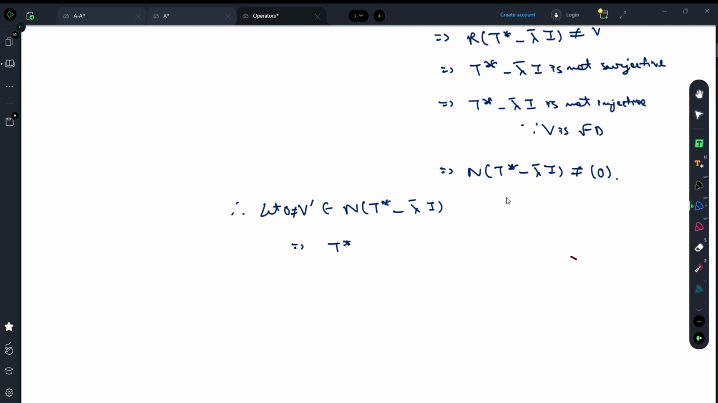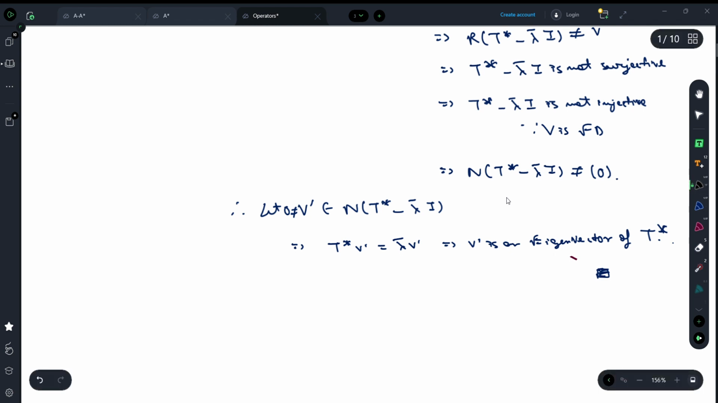But observe, this implies T star V dash is the same as lambda bar V dash. So this implies that V dash is an eigenvector of T star, right? Therefore, if T has an eigenvector, T star also has an eigenvector. So we have precisely established that fact, right? Clear?